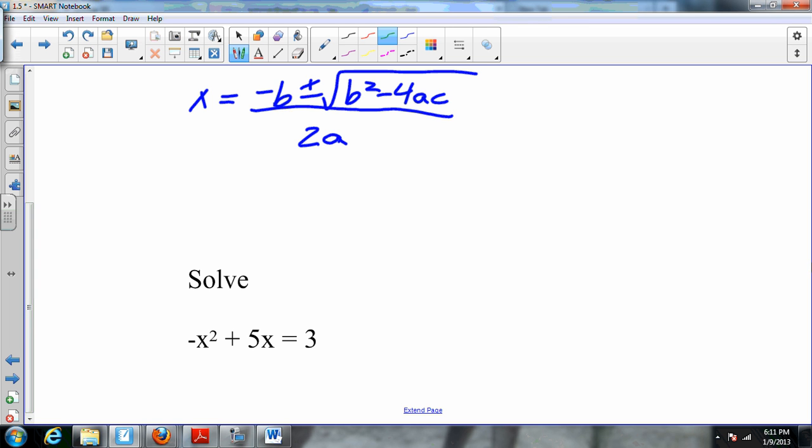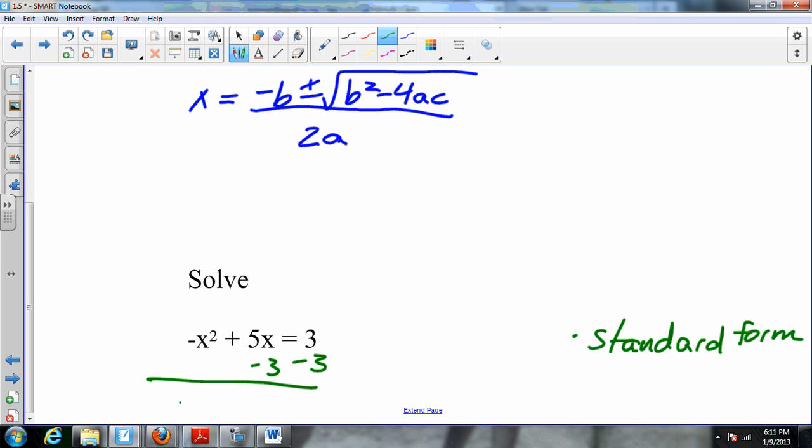So we're going to use the quadratic formula to solve negative x squared plus 5x equals 3. Now you'll notice that this is not in standard form because it is not set equal to 0, so we must do that ourselves. Subtract the 3 to the left side. Negative x squared plus 5x minus 3 equals 0.